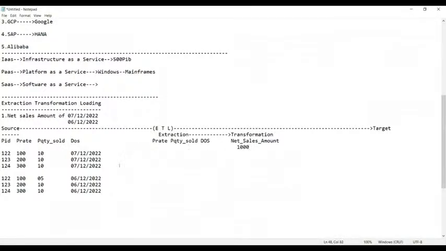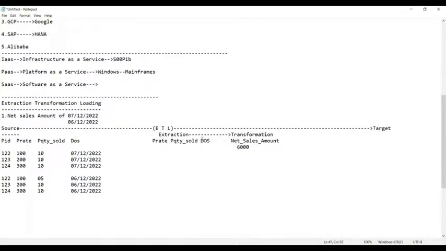Now, next one. 200 into 10 means what? 2000. Am I right, guys? Very good. Now 300 into 10 means 3000. Now tell me, sum it: 1000 plus 2000 plus 3000. What is the total amount? Very good. So 6000 is the total amount.